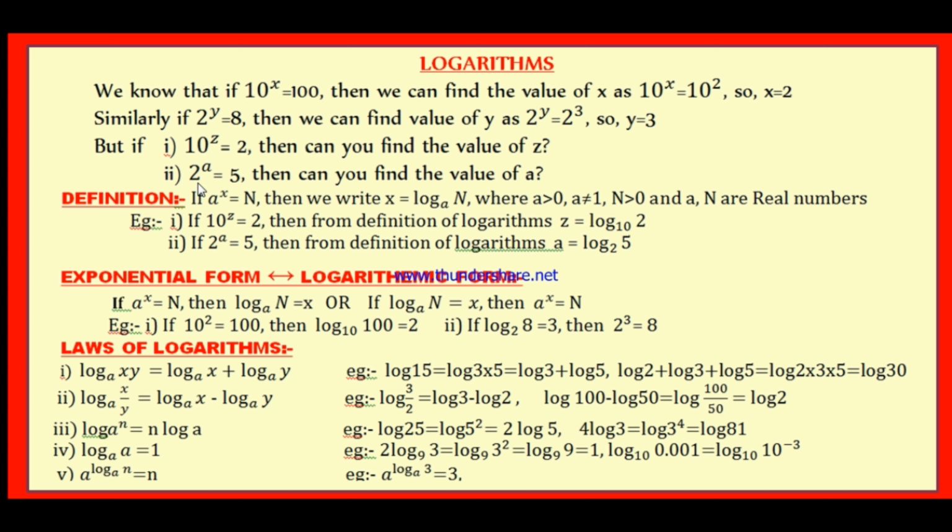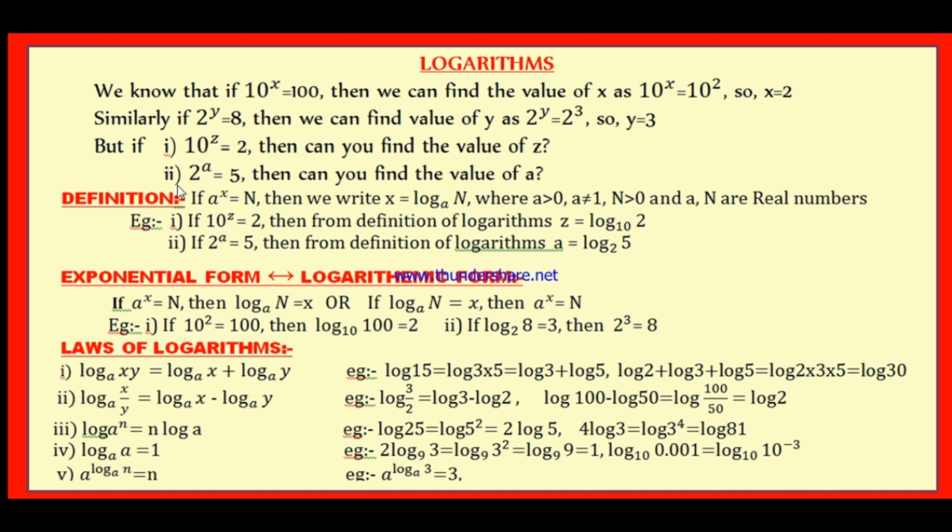Similarly, if you look at the second example, 2 power a is equal to 5, can you find the value of a by the previous knowledge? In order to find the value of a, you have to write 5 to the base 2. Means 2 power 1, 2 square, 2 cube, 2 power 4, 2 power 5, and no value of 2 power 1, 2 power 2, 2 power 3 is equal to 5. Therefore, you cannot find the value of a using our previous knowledge. To solve these types of equations, we need the knowledge of logarithms.